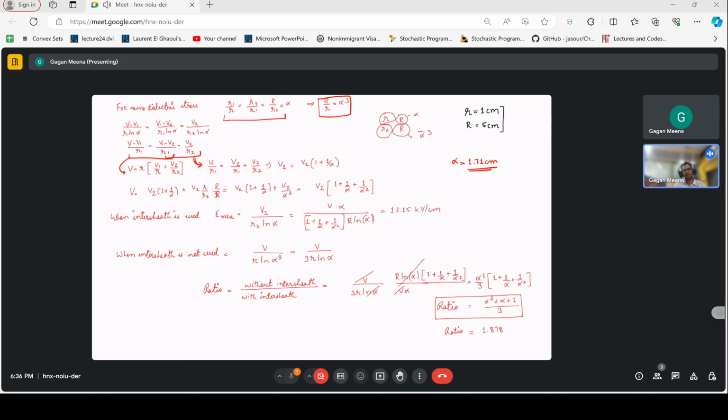The same thing is written here. So V becomes V2 into (1 plus 1 by alpha plus 1 by alpha square). So Emax will be V2 divided by R2 ln alpha from here.